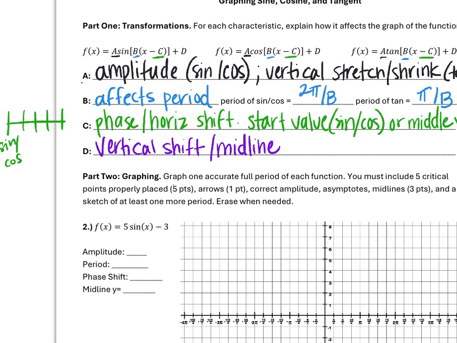And then D is our vertical shift or our midline. So the D value is always exactly how it looks. If it's +1, it goes up 1. If it's -2, it goes down 2. And that always affects the midpoint, wherever the midpoint is. Like for tangent, it's where the middle of the graph is going to hit. And then for sine and cosine, it's where the amplitude goes up or down from that midline.